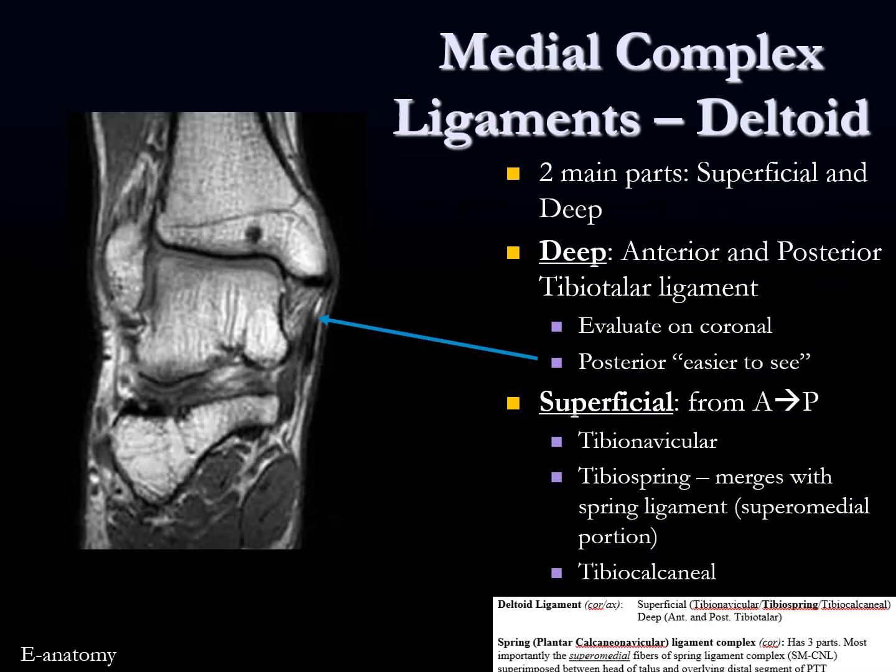All right, getting towards the end of the ligaments here, we're going to look at the deltoid ligament. There's two main parts of the deltoid ligament, the superficial and the deep. So I would just think about them separately and evaluate them separately. The deep deltoid is the anterior and posterior tibio-talar ligament.